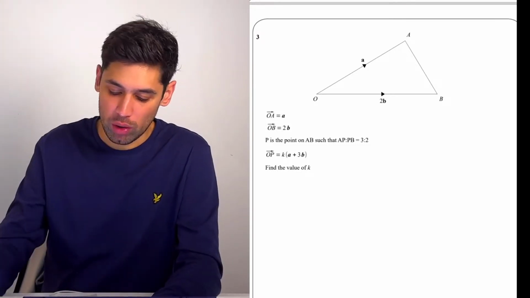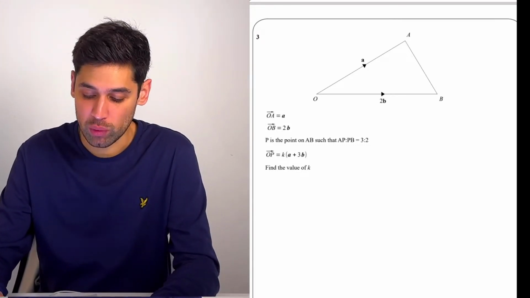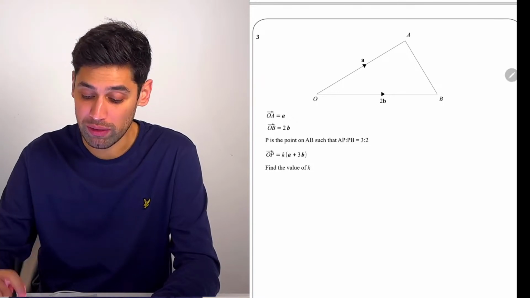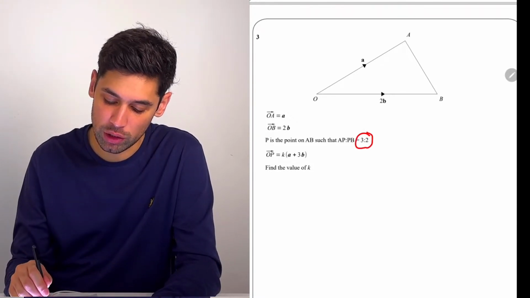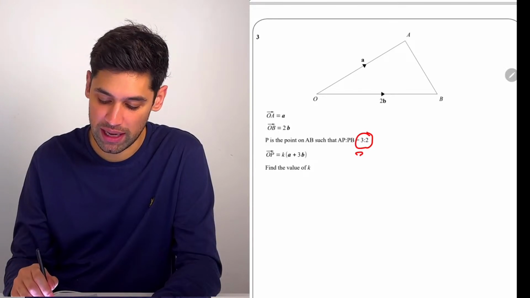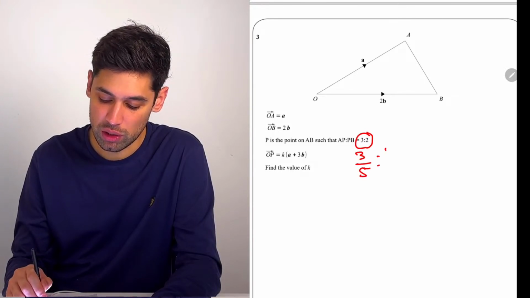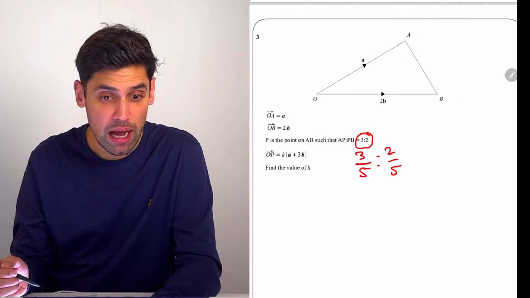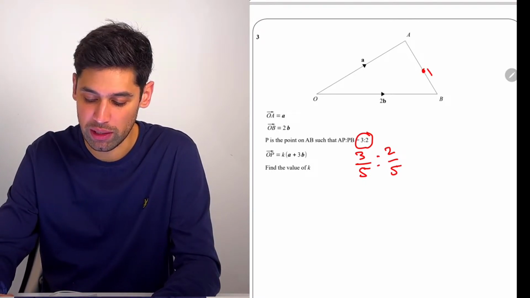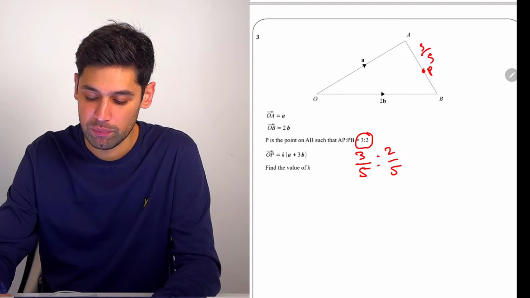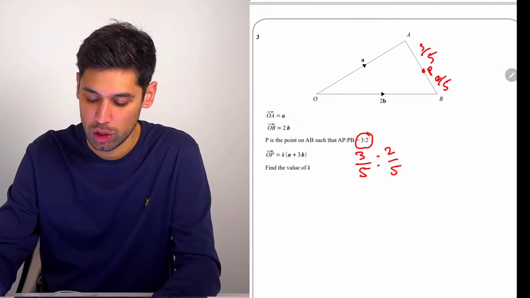So P is the point on AB such that AP to PB is 3 to 2. So that's going to be 3/5 of the way. If you want, from the very beginning, you can look at that ratio as 5 parts and write it as 3/5 to 2/5. That might help. And then you know AP is going to be 3/5 of the way down. So once again, P looks like it's going to be down there. 3/5, 2/5.